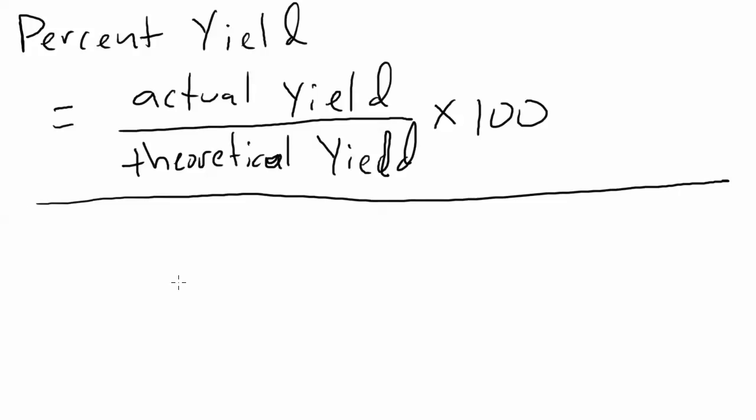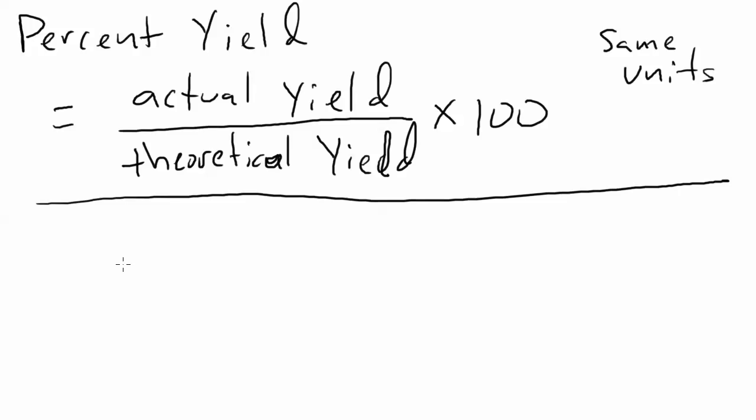Now, a few things. The actual yield and the theoretical yield can be in grams or they can be in moles, as long as they're both the same. So they have to be in the same unit. Anytime you do a comparison of any kind, you need the same units to compare those. So let's take a look at an example.